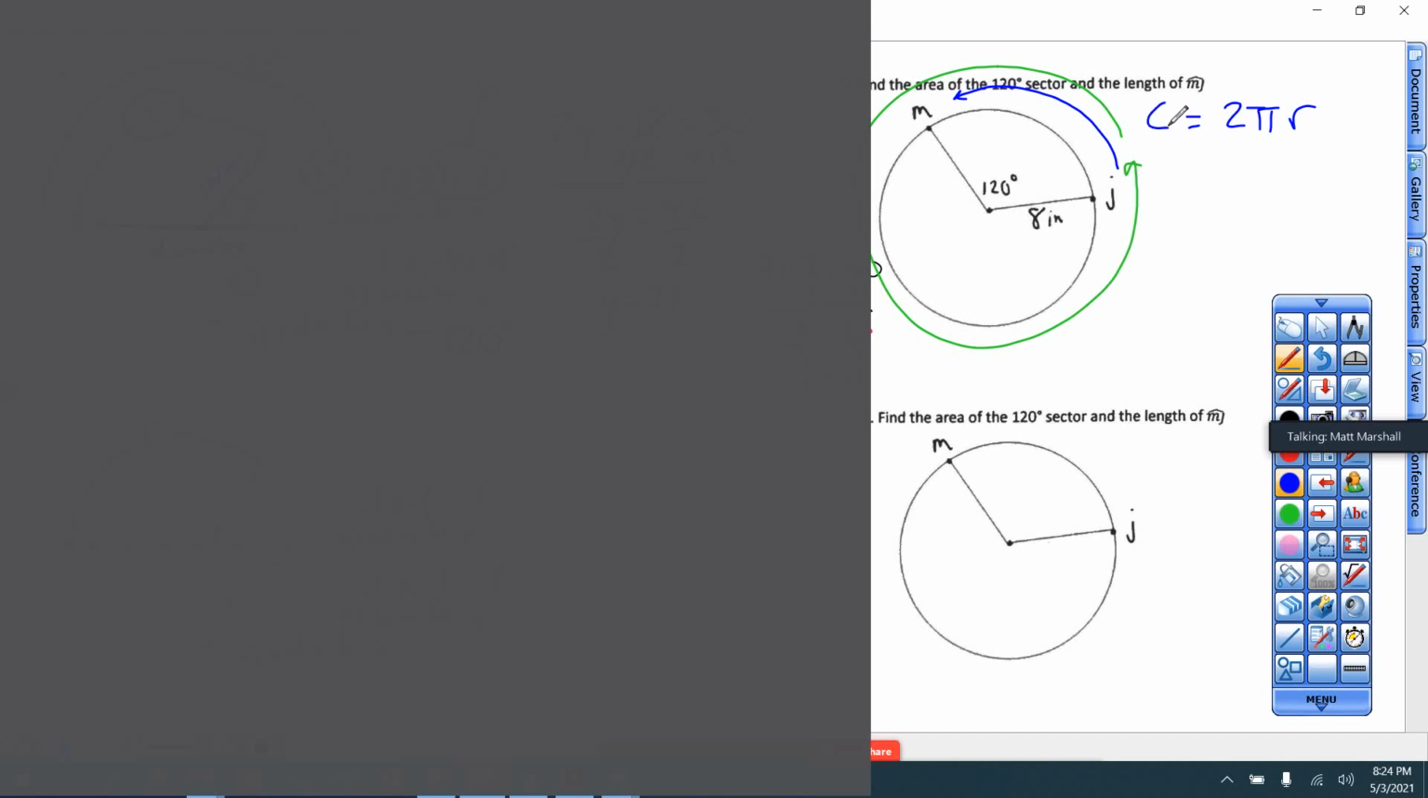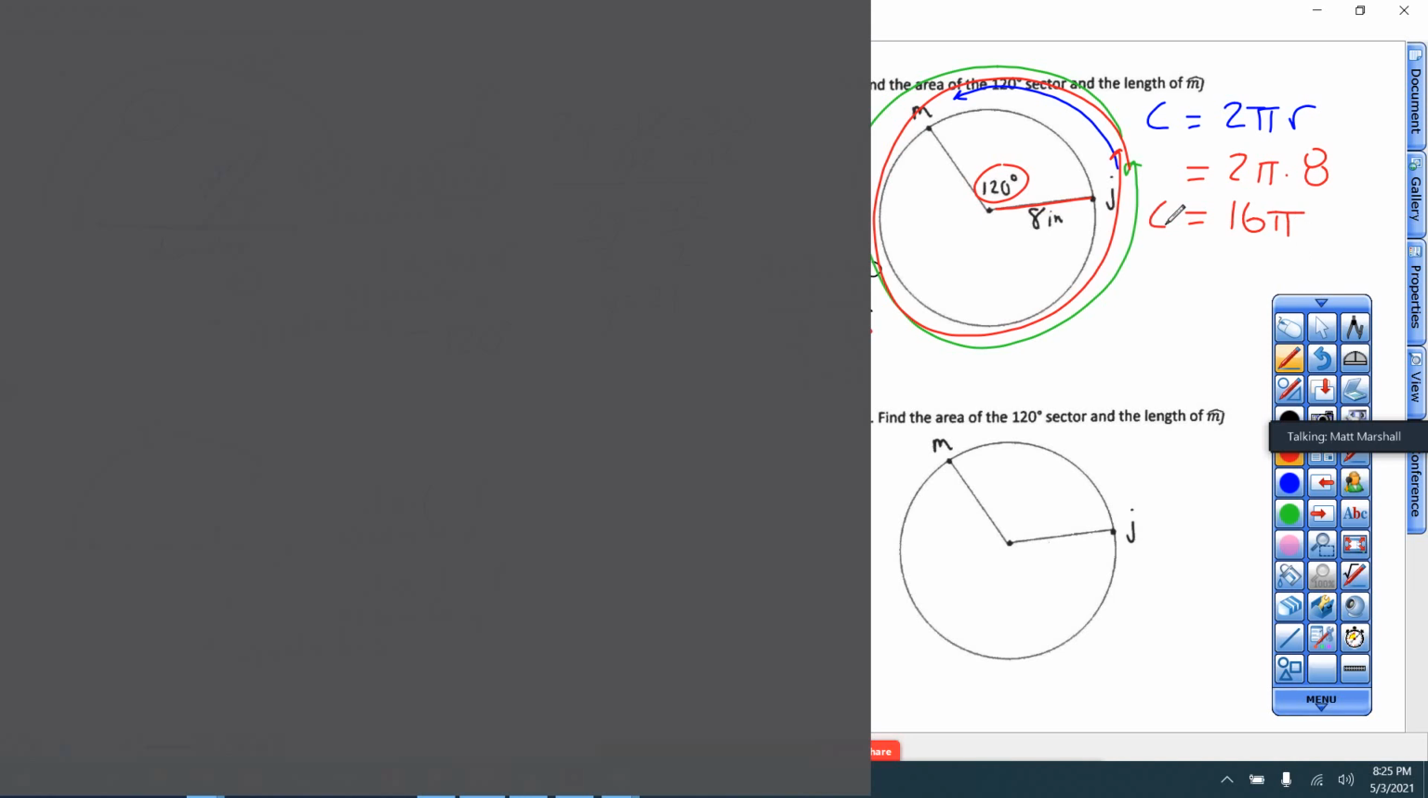All right, so for this one, he had me find the circumference of the circle first, and then multiply it by the ratio of that 120 right there. I'm not sure if he did it that way. But that would be 2 pi times that radius, which is 8. So the circumference all the way around for this circle with a radius of 8 would be 16 pi. That's all the way around the circle.